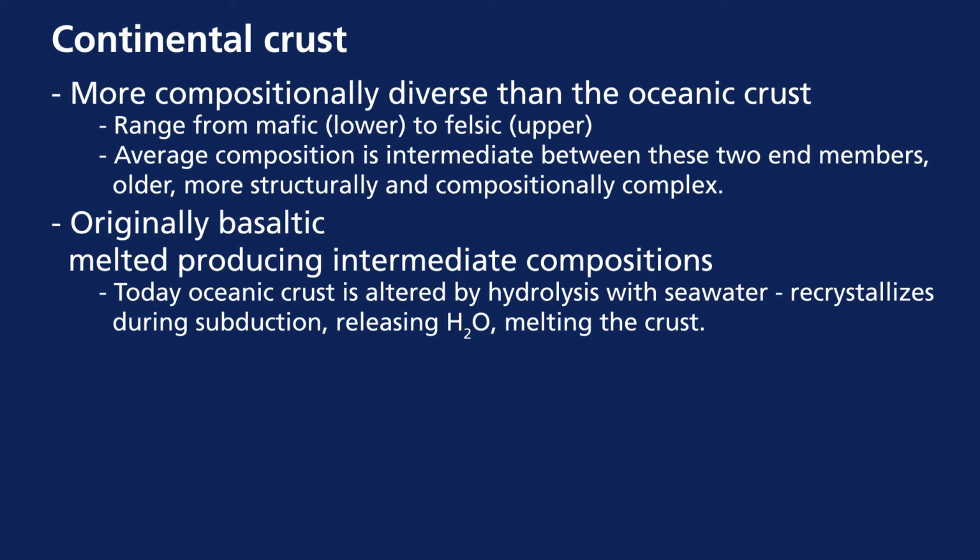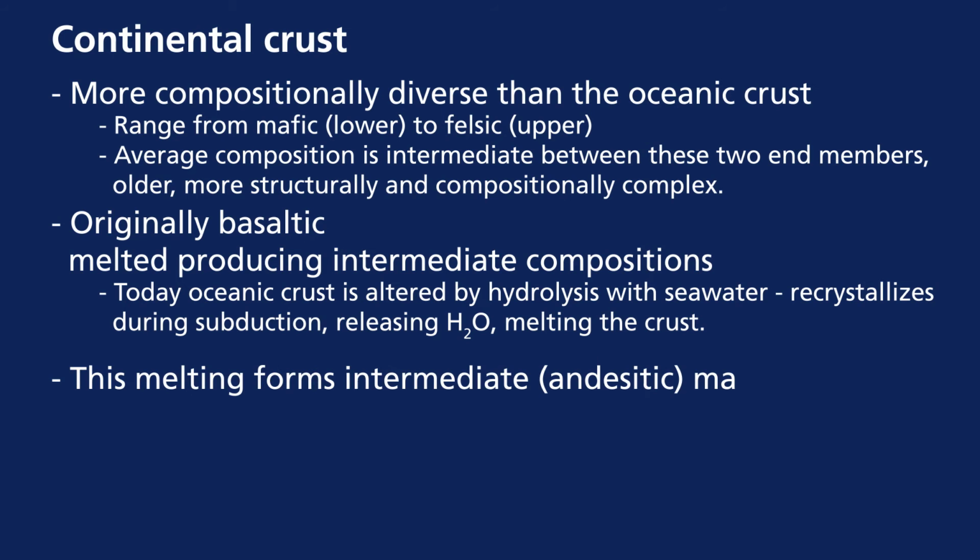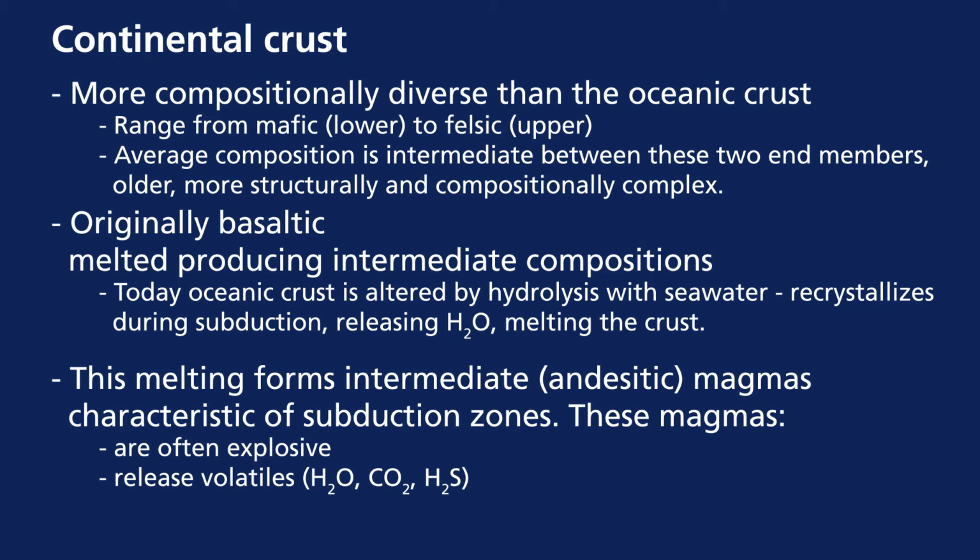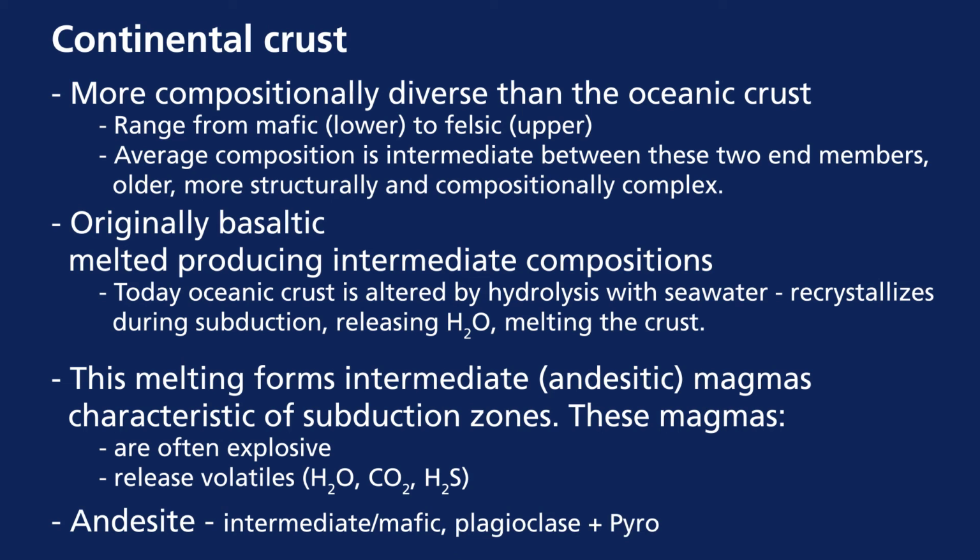It's originally basaltic. Today, the oceanic crust is altered by hydrolysis with seawater. This recrystallizes during subduction, releasing water and melting the crust. This melting forms an intermediate magma, characteristic of subduction zones, and these are often explosive, such as volcanoes, and they release volatile gases, so H2O, CO2, H2S. That's water, carbon dioxide, and hydrogen sulfide. And andesite is intermediate mafic, as well as containing plagioclase minerals.